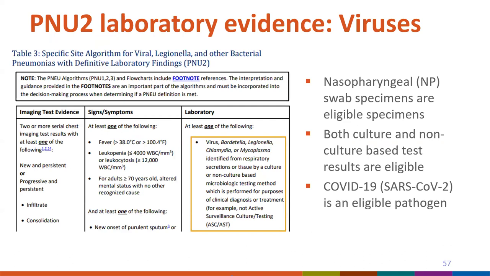And moving on to new2, table 3. We often get questions about the first laboratory element, viruses, Bordetella, Legionella, Chlamydia, or Mycoplasma identified from respiratory secretions or tissues. The organisms for this laboratory element can be identified by either culture or non-culture based testing methods. And nasopharyngeal or NP swab specimens are eligible specimens for meeting this laboratory requirement.